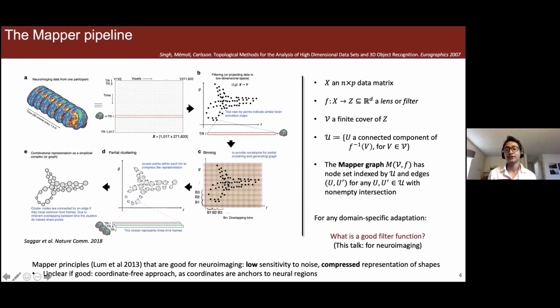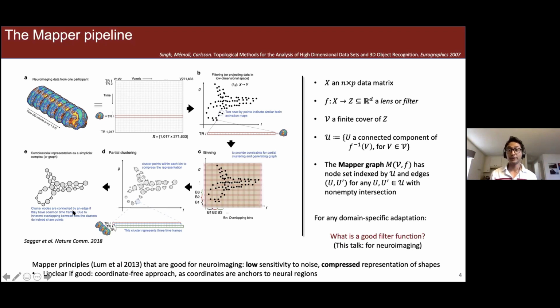This gives you a set of clusters in the original high dimensional space, and then you construct a graph out of these clusters. So the nodes of the graph are indexed by the cluster indices, and there's an edge between two clusters if these clusters share any points. And that gives the mapper graph.